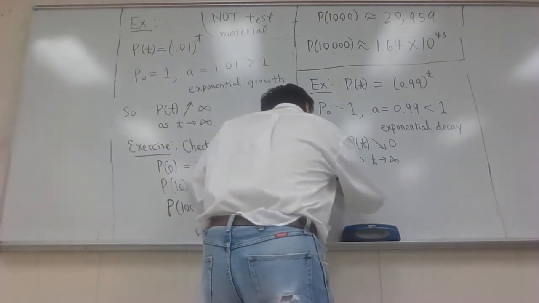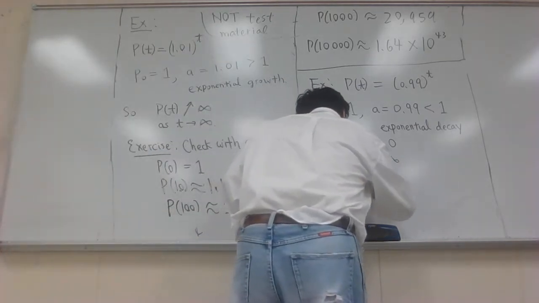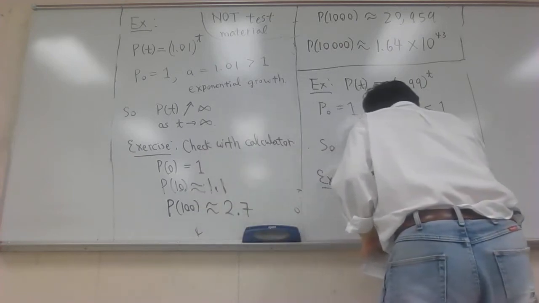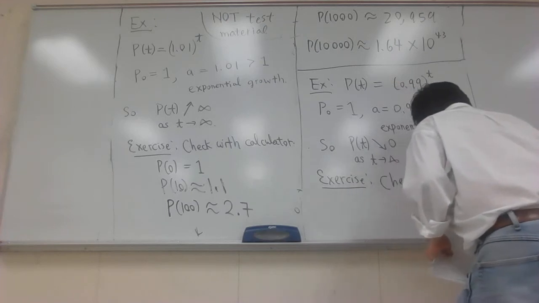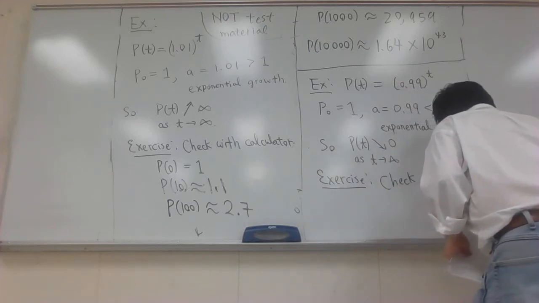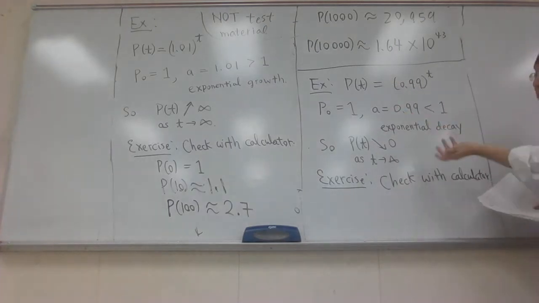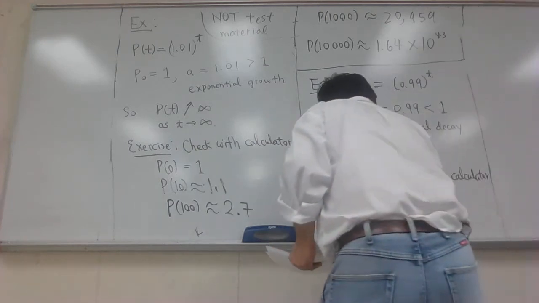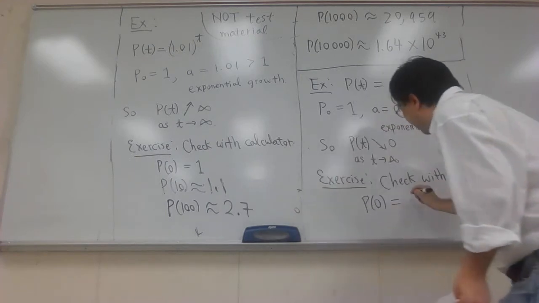So, exercise: check with a calculator that this function does decay down to 0 as we move forward in time. For instance, if you plug t equals 0 in here, it isn't very close to 0 yet, it's just 1.